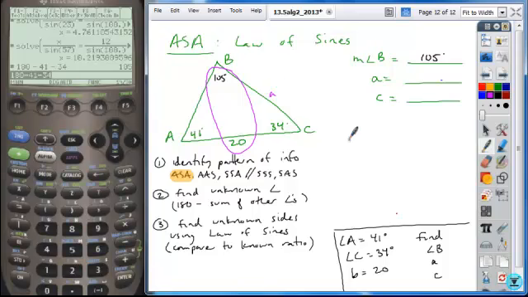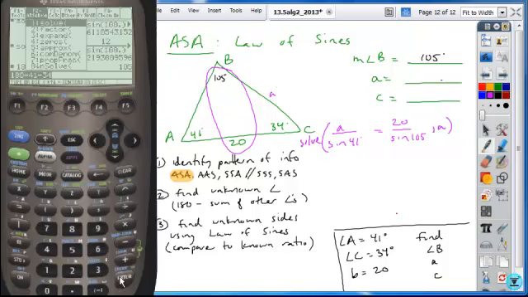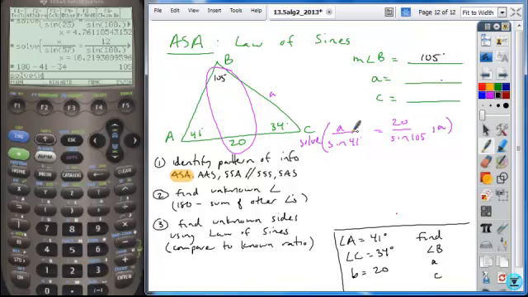Here's side A. A over the sine of the angle opposite it, 41 degrees, is equal to the known ratio, 20 over the sine of 105. Let's use our solve feature and solve for A. When we get that, again, F2 algebra tab. I'm going to go ahead and change my variables just to make it easier to use.